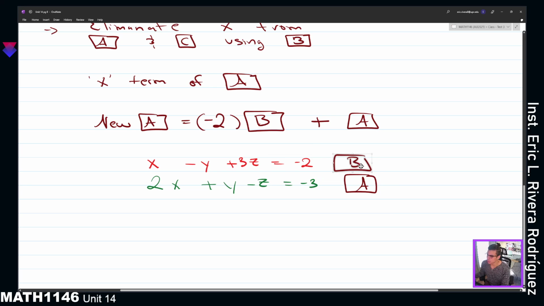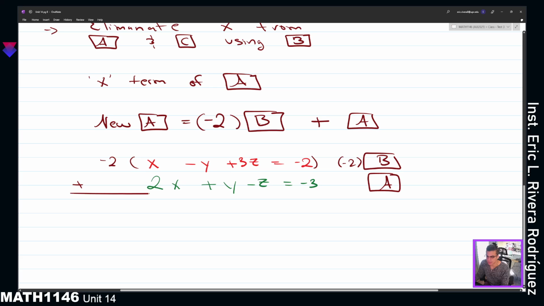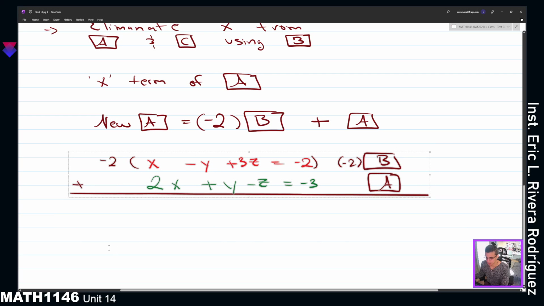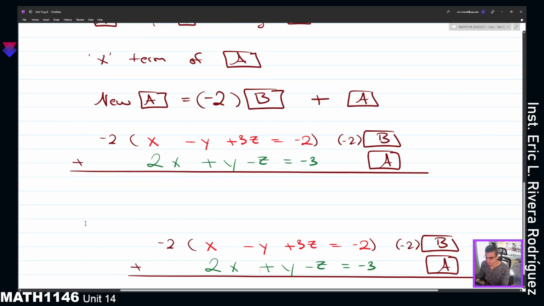So how do we multiply B by negative 2? We multiply the entire equation by negative 2, okay? And then we add them together. So this is what I'm doing here. Let me do the multiplication first.